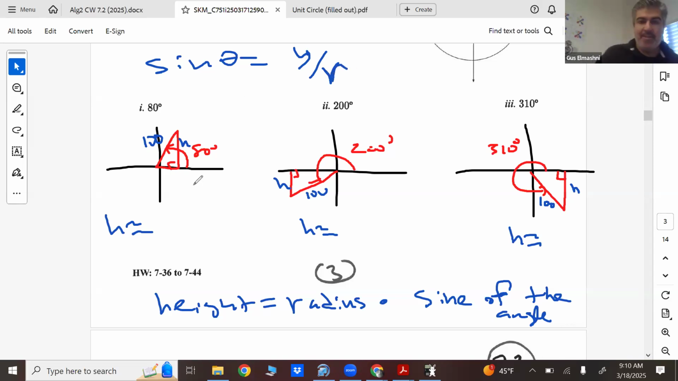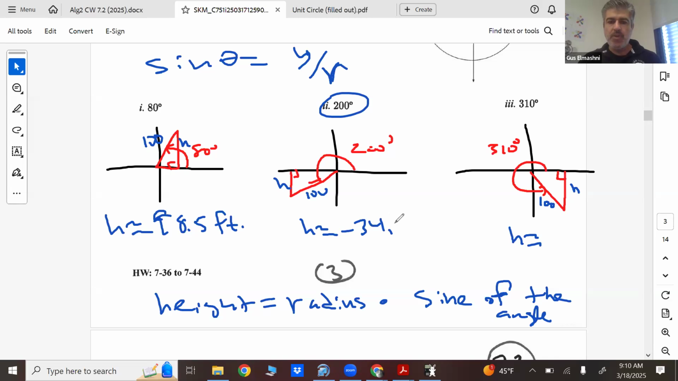So just punch my calculator and do it over and over again. If I take my radius times the sine, 100 sine 80, that's about 98.5 feet. That sounds about right, because you're close to the highest point, right? Now this one's going to be negative. If I do 100 sine 200, now you have to actually use the real angle because you have to get the negative values. So even though I could have done 20 degrees, I have to make it negative, right? The reference angle is 20 degrees, but I have to use the actual rotation. And this one here, if I do 100 sine 310, I get negative 76.6.